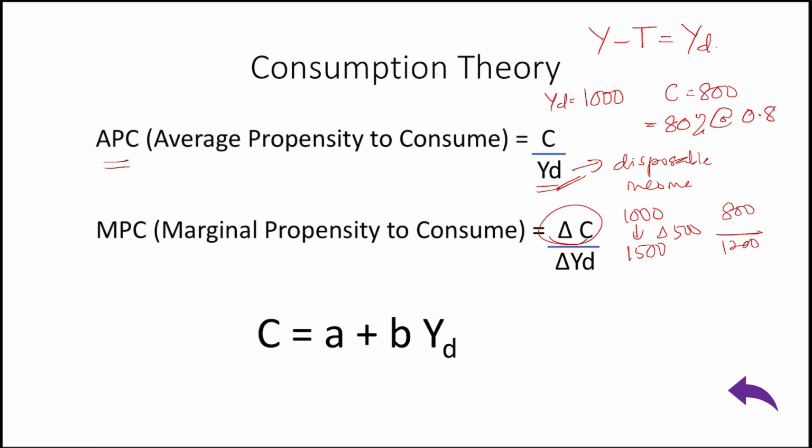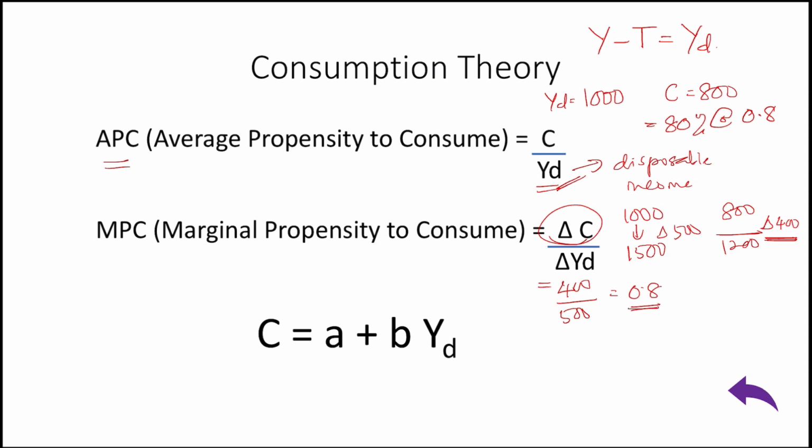Okay, so here, when your income has increased by 500, your consumption expenditure has increased by 400, from 800 to 1,200. So here, how to get MPC? Difference in consumption, 400, divided by difference in income, 500, meaning 0.8. So this is what we call MPC.